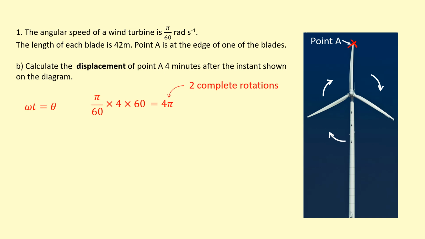Now 4 pi is 2 complete rotations. So it's going to go around once and then once again. It's going to end up in the exact same place. So the displacement from where it started is actually 0.